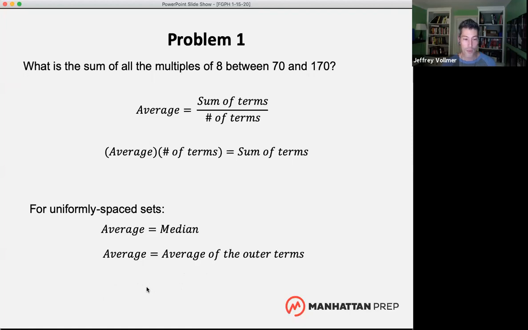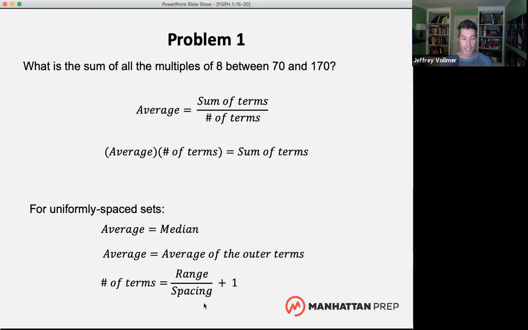Now the number of terms is equal to something similar involving the range and adding 1. But now we're going to take the range, divide by the spacing between our terms. In this case, our spacing is every 8. And then we're going to add 1.